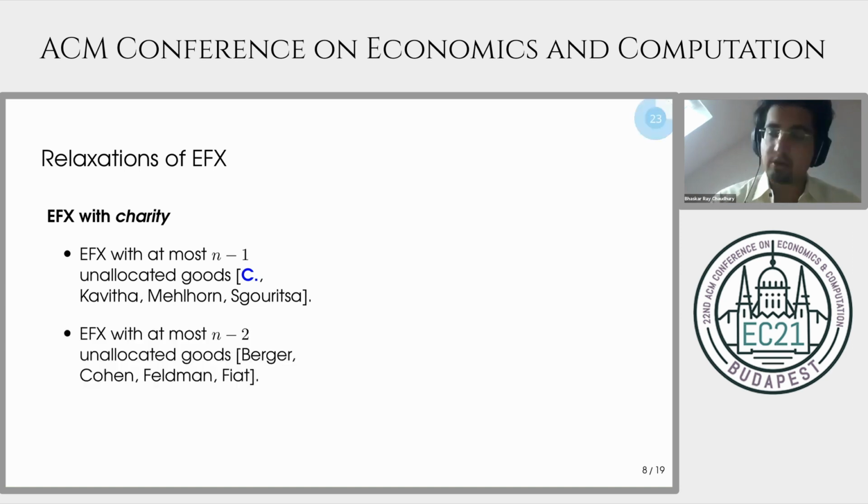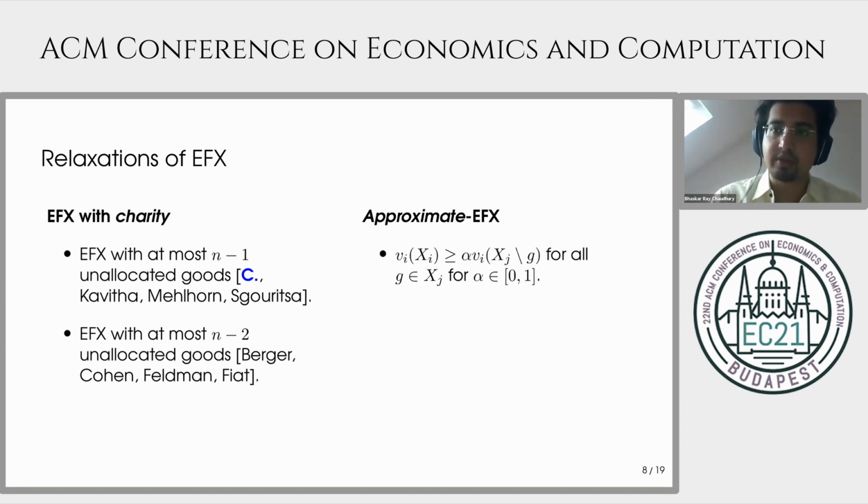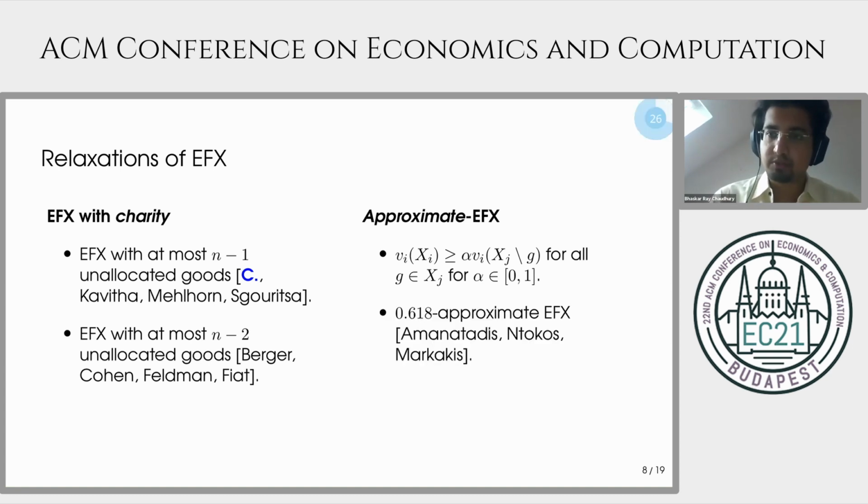And this bound was recently improved by Berger, Cohen, Feldman, and Fiat from n-1 to n-2. Another relaxation is approximate EFX, where following the removal of one good, we also scale down the valuation by some scalar alpha. And the current best known bound is 0.6, the golden ratio. It's a result due to Amanatidis, Markakis, and others.